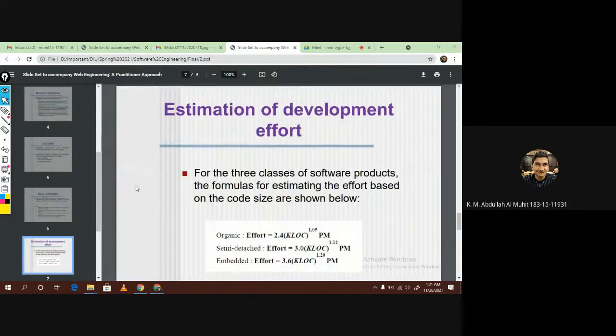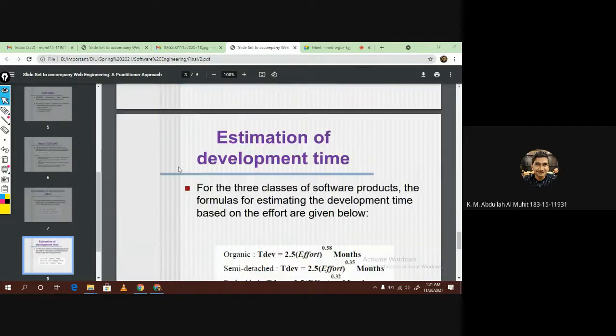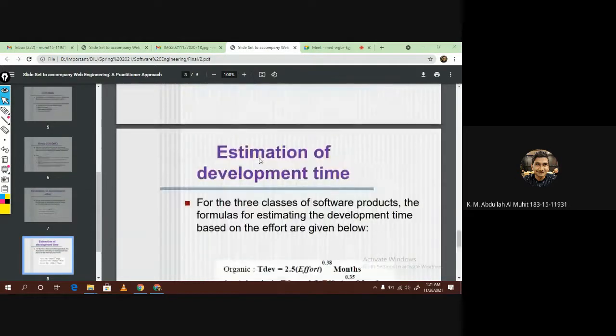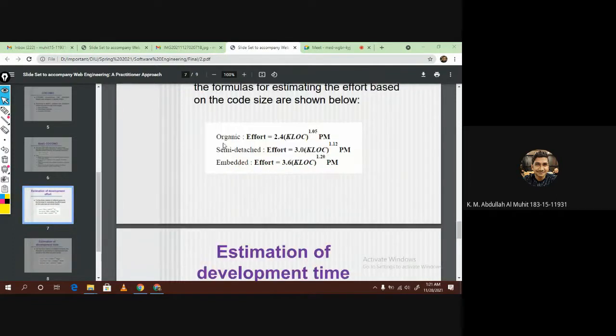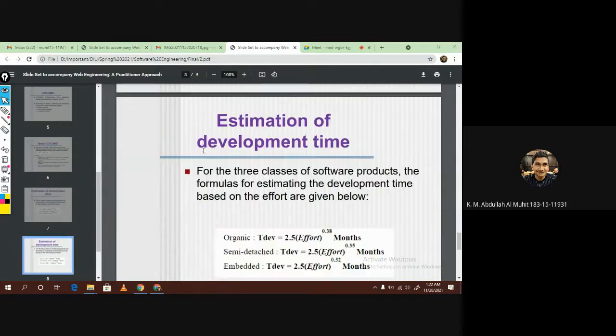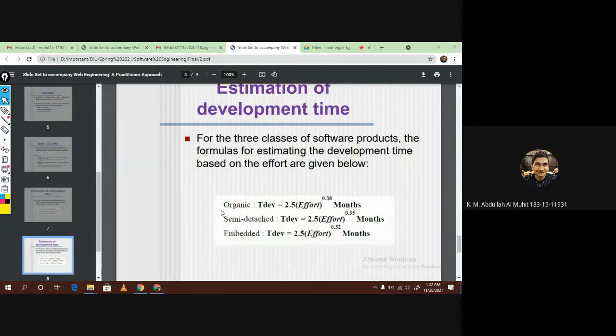For all these three categories, there are different formulas for development time as well as for effort. To find the effort of organic, this is the formula. For semi-detached, this is the formula, and for embedded, this is the formula. These are the constants, as we already know, 2.4, A, B. These are the A's, these are the B's, and for estimating development time there are also three formulas.